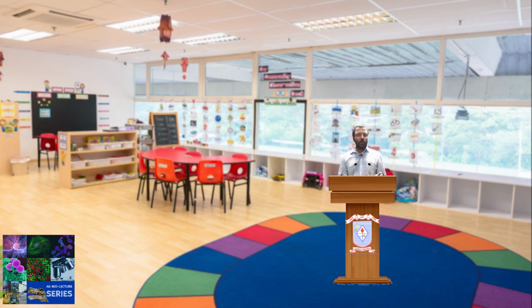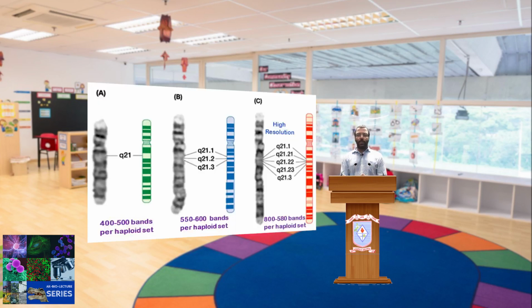So, what about the resolution of standard cytogenetic techniques? Actually, what is resolution? Resolution means the shortest distance between 2 points on a specimen that can still be distinguished by the observer. The resolution of standard cytogenetic techniques remained limited, with a count of approximately 400 to 500 bands per haploid genome. We will study advanced cytogenetic techniques such as high resolution banding in coming classes.